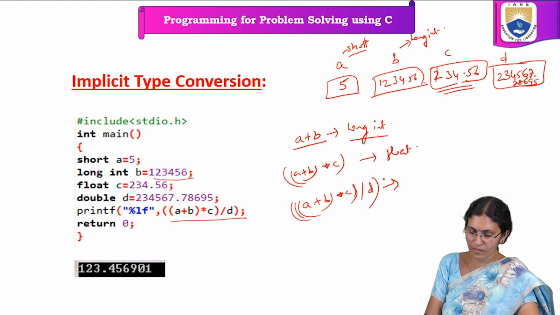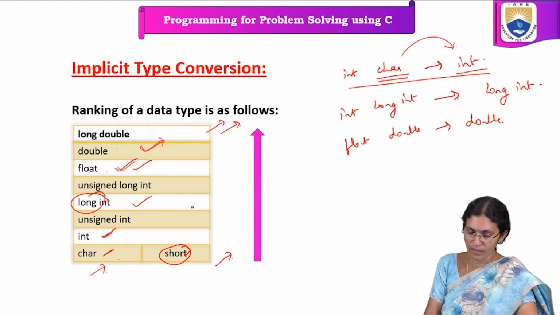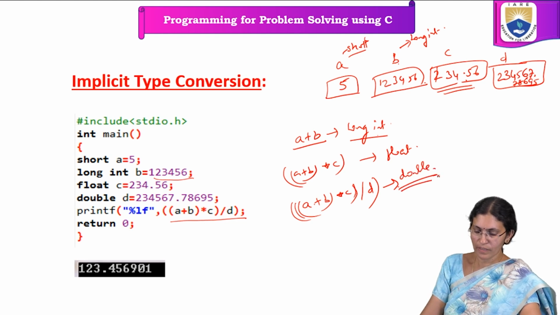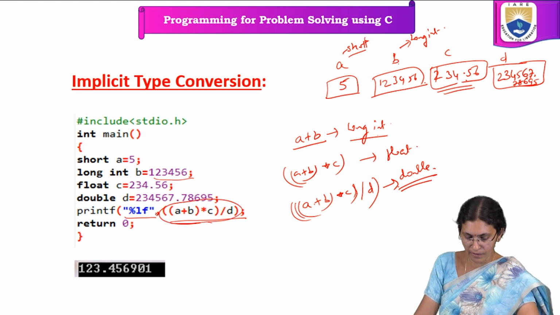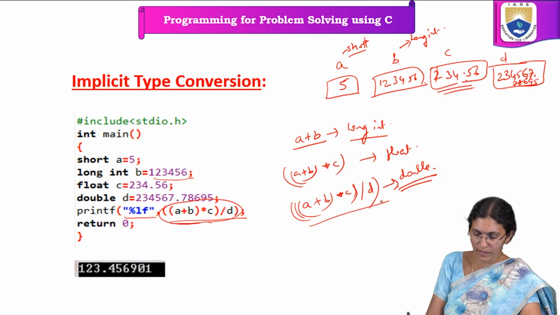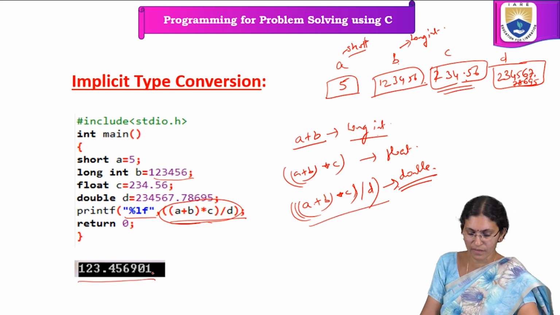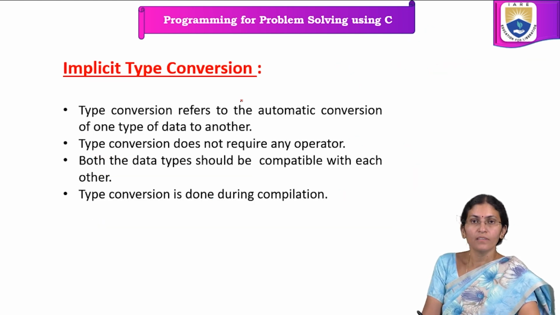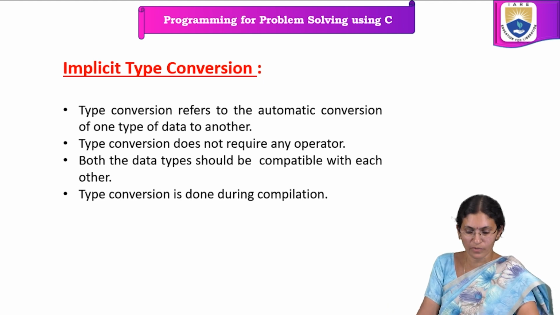So the output of this: d is a double type, so the answer will be float and double is double. In this way, in order to print the value of this expression, we have to use the format specifier %lf. When we evaluate this expression, the output is 123.456901. These are the points which we can summarize from the examples or programs which we have seen.